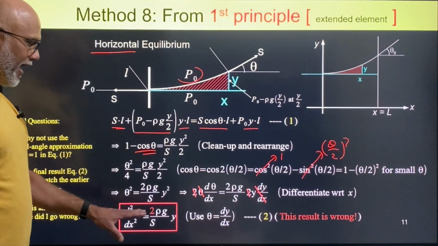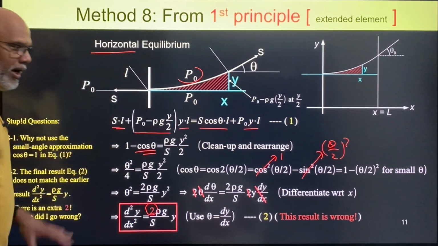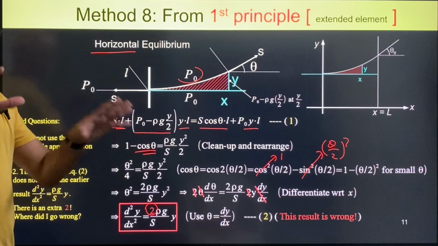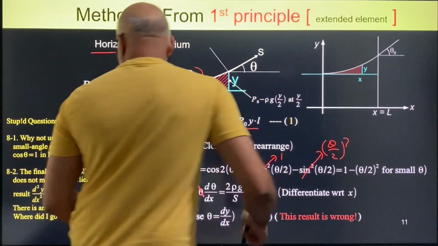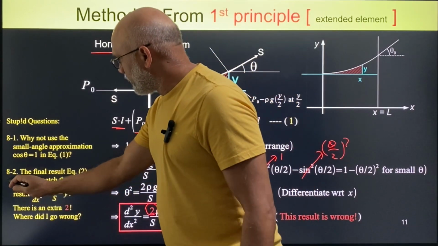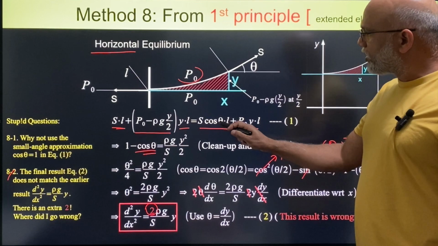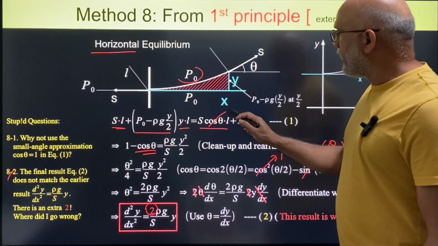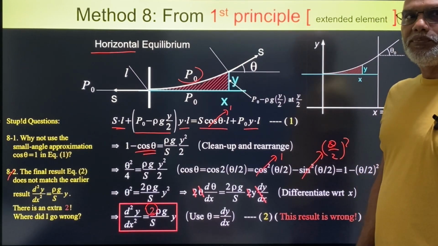Now this actually does not match with the previous. I get an extra 2 here. I have made some mistake. I want you to figure out where I went wrong here. That is actually one of my questions. The other question is, why not just make the small theta approximation right here and assume cos theta is equal to 1? Please let me know.